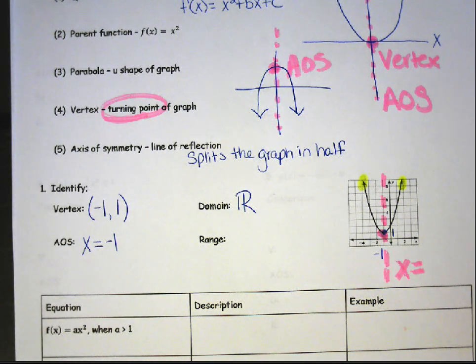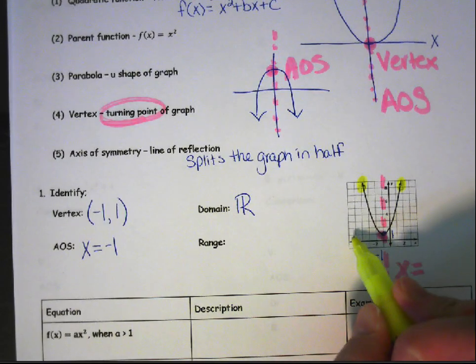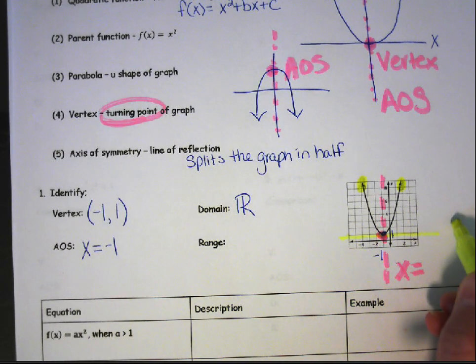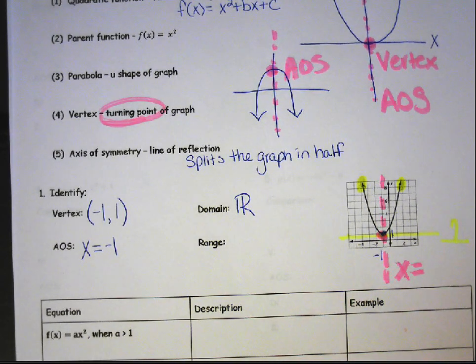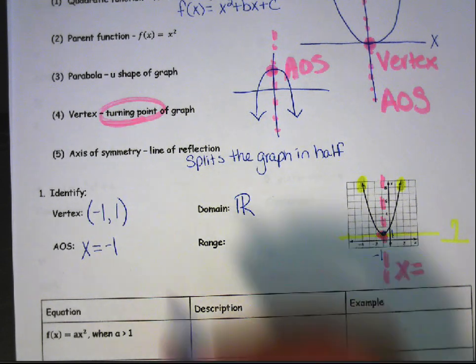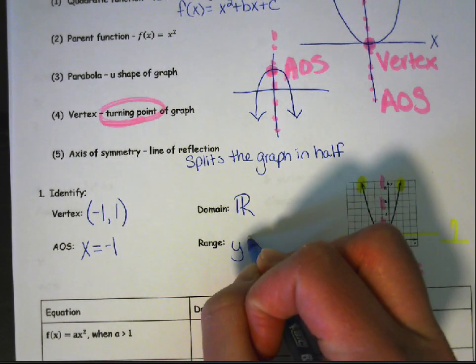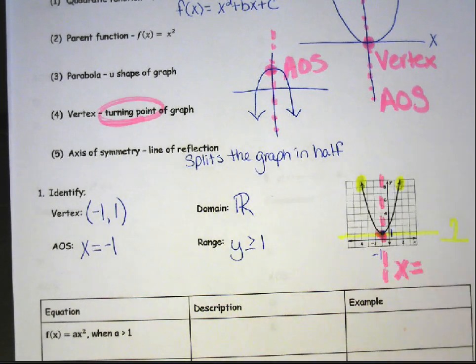Now look at your range. Your range is what are your possible y values. So notice the lowest y value is at 1, but then what's the top? Do you see how it continues to keep going and going? So we want to use an inequality. So we would want to say that y is greater than or equal to 1.